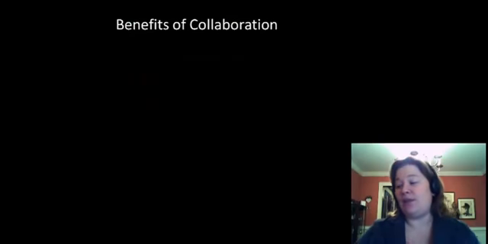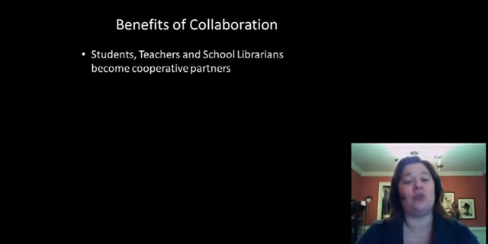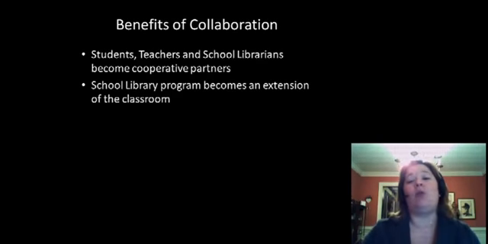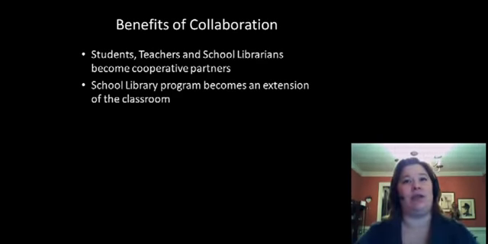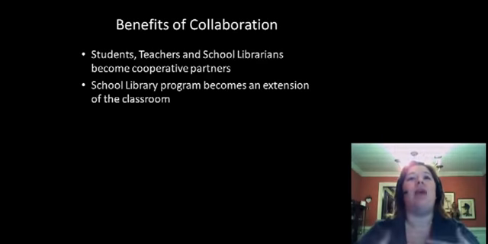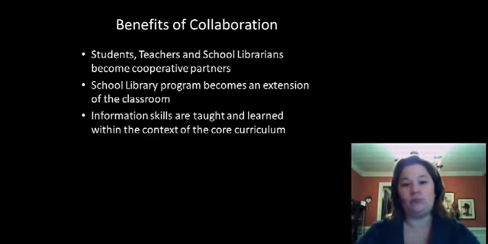The benefits of collaboration are multiple. Students, teachers, and school librarians become cooperative partners in their learning process. There's an open dialogue, and students are able to maintain and keep most of the information and most of the learning that occurs. The school library program becomes an extension of the classroom. It's not just another place to go. It becomes part of the everyday learning process. Information skills are taught within the context of the core curriculum. It makes it much more meaningful.